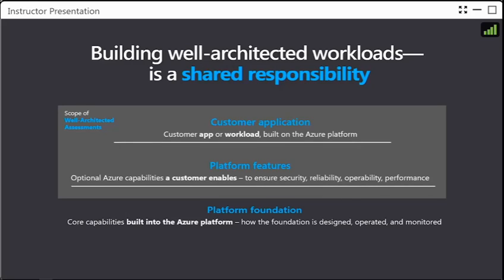If you look here on the diagram, you see at the very bottom the platform foundation. Core capabilities built into the Azure platform, and that's how the foundation is designed, operated, and monitored. On top of the platform foundation, we have platform features, where you can use optional Azure capabilities that a customer can enable to ensure security, reliability, operability, and performance. And then at the very top, the customer application, that's your customer app or your workload that's built on the Azure platform.